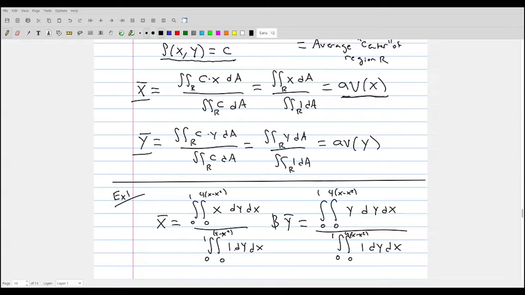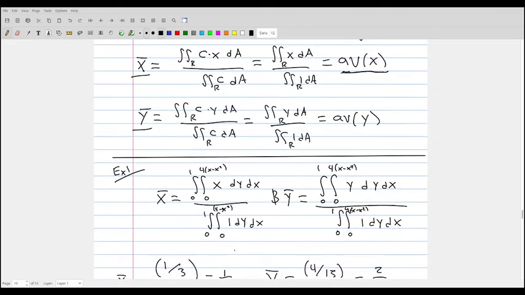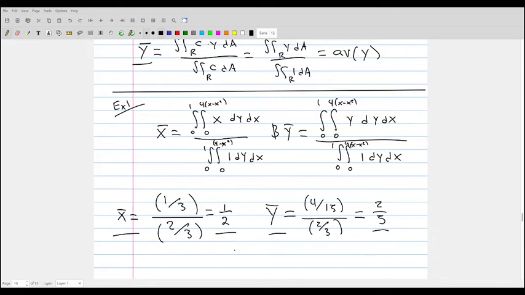Now these would be good practice to go through and compute, but when you do this, you end up getting that the double integral of the numerator is 1/3, and the denominator is 2/3. So x bar is 1/3 over 2/3, or 1/2. And similarly, when you go through and calculate for y bar, you get that y bar is 4/15 divided by 2/3, or 2/5.